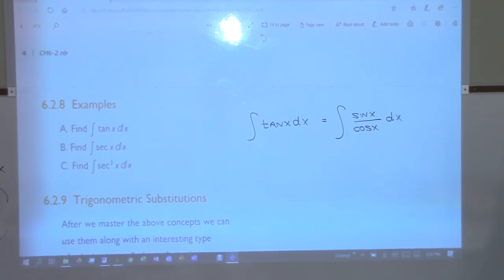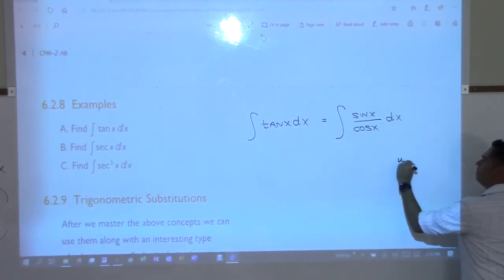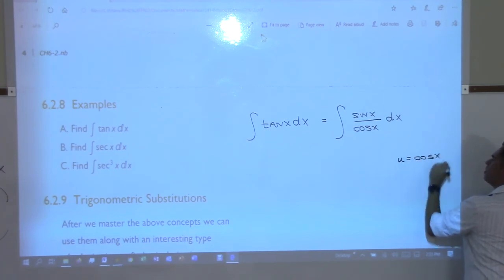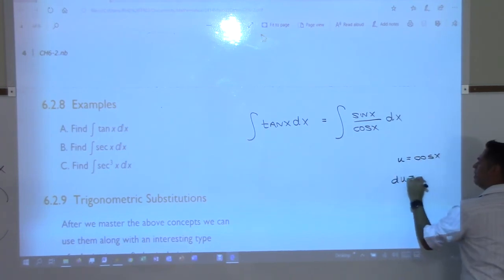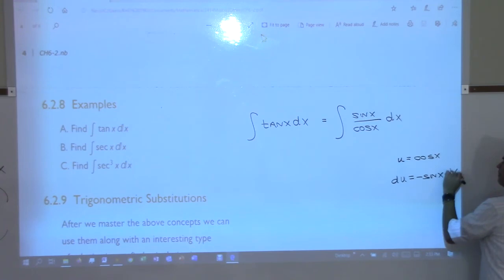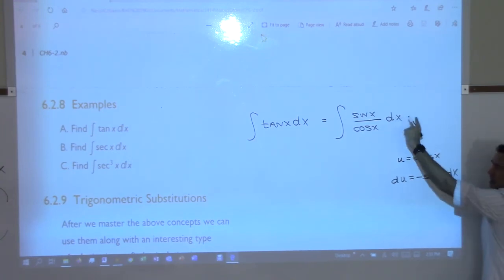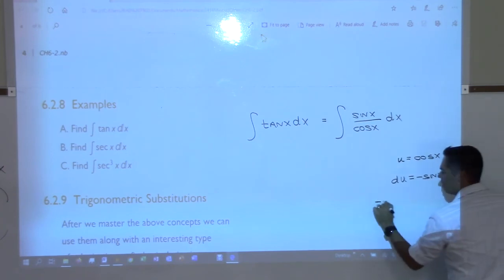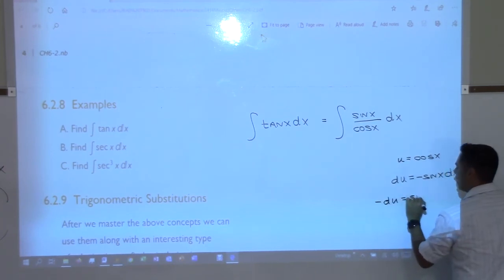Cosine x. Why not sine x? Because the derivative of it would be down in the bottom. You don't want that, right? So if I let u be cosine x, the derivative of that is negative sine x dx, right? And I'm off by a sign. I need positive sine x dx, right? So negative du equals sine x dx.